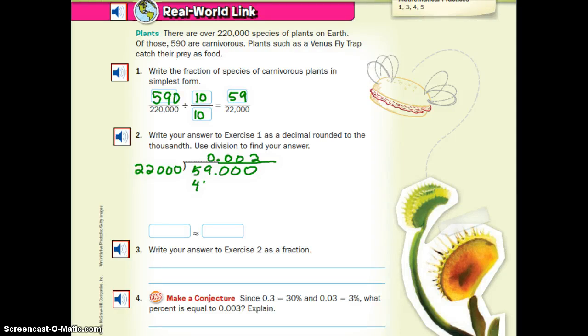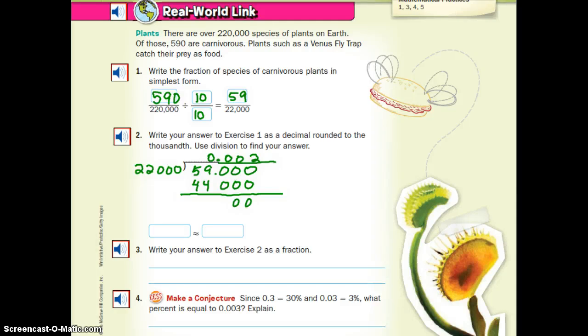So that would be 44,000. And when we look at this, we want to round this to the nearest thousandth. So the question is, are we there yet? We have tens, hundreds, thousandths. So we have to do the next number. So let's carry this down.